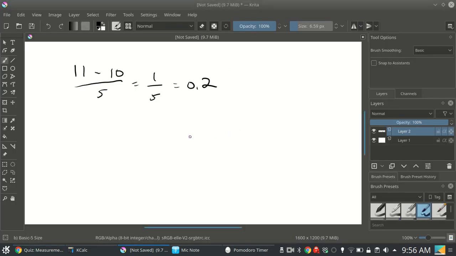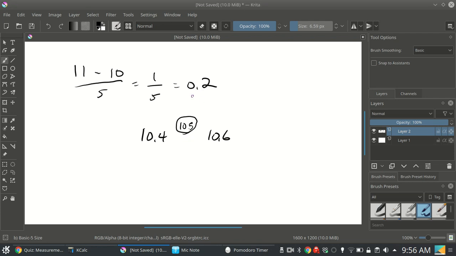So what does that mean? That means it's somewhere in between 10.4 and 10.6. What number is in between 10.4 and 10.6? You need to guess it. It's not printed on the instrument. So that is 10.5, right? So that's your guess, 10.5.